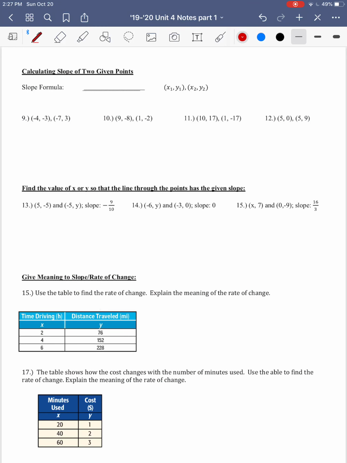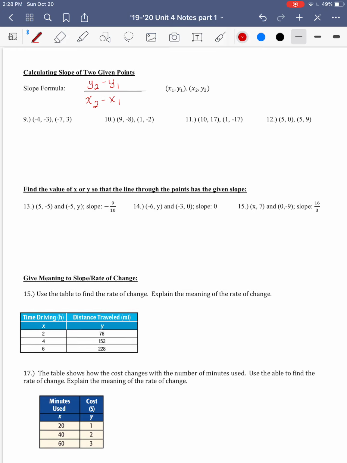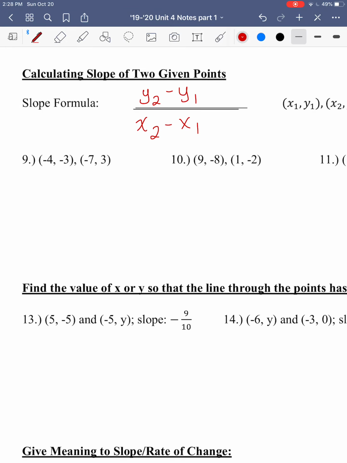All right, next page. So another way we can find slope is by using the slope formula. And that slope formula is going to be y2 minus y1 all over x2 minus x1. And all that means is my second y minus my first one, and my second x minus my first one. So my first example, a lot of times what I'll do is I'll just label this as x1 and y1, and this is x2, and this is y2.